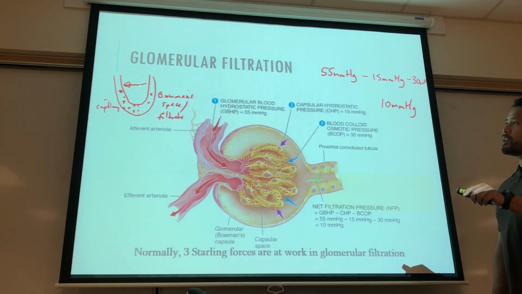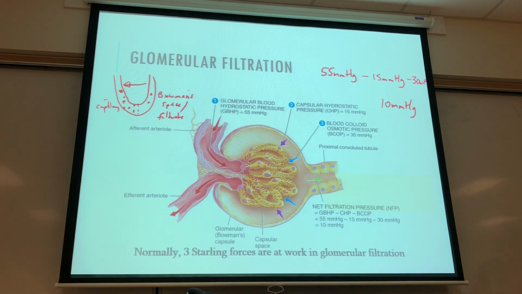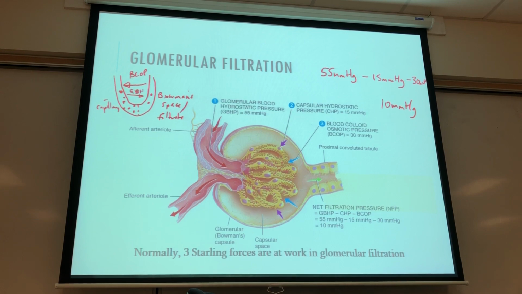So this pressure right here represents blood colloid osmotic pressure. The pressure out to the right is our GBHP, that's our glomerular blood hydrostatic pressure. The other pressure that's also involved is capsular hydrostatic pressure.